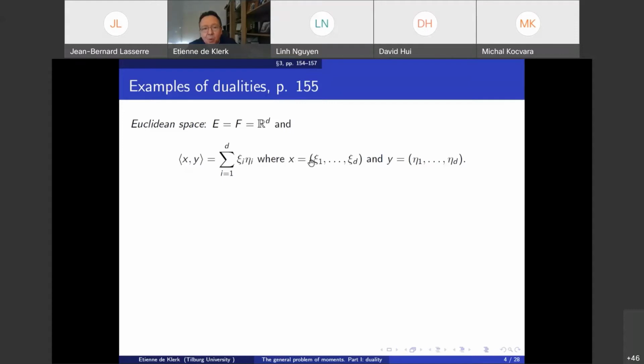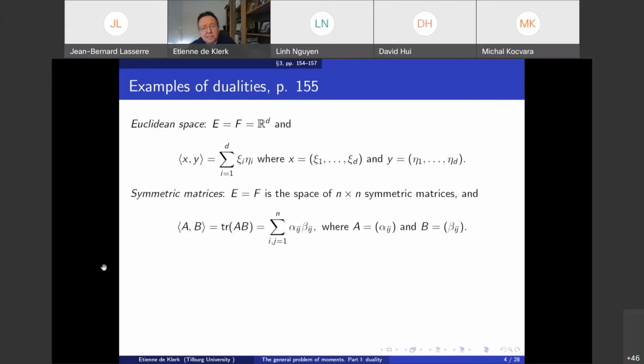So x has coordinates psi 1 to psi d, and y has coordinates eta 1 to eta d. So it's obviously a bilinear form, and it's a very easy exercise to show that it's non-degenerate. So it's indeed a duality, and this is a very simple example.